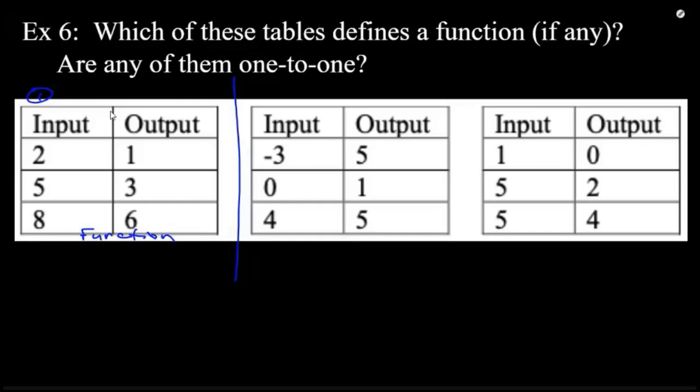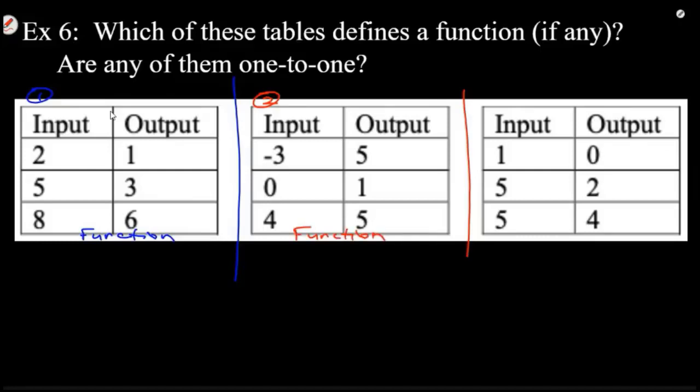Let's go to the second one. These next 3. Table number 2. Do those 3 represent a function? Yes, -3 gets mapped to 5, 0 gets mapped to 1, 4 gets mapped to 5. Yes, that is a function.